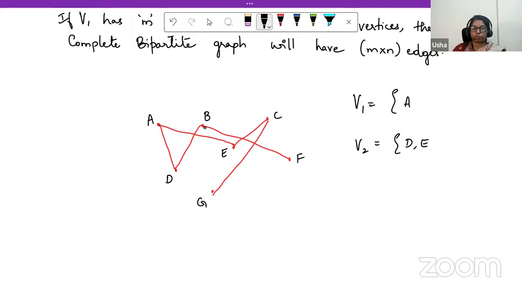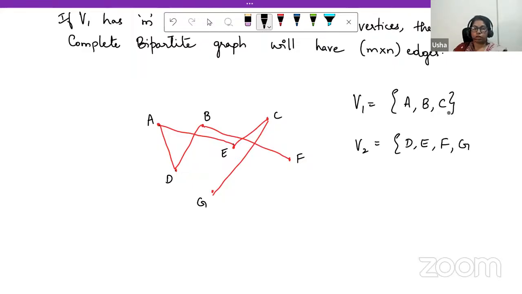Next vertex is B. B is connected with D and F. Since D is in this set, B should not be in the same set, right? So B, you write it here. Now B is connected with D and F. D is already written here, so write F. Next is C. Now C is connected with E. Since E is in this set, you write C in the opposite set. C is connected with E as well as G. So E is here, G you write here.